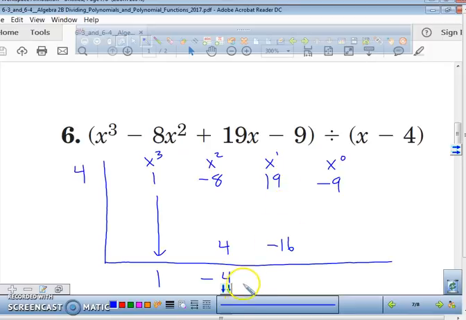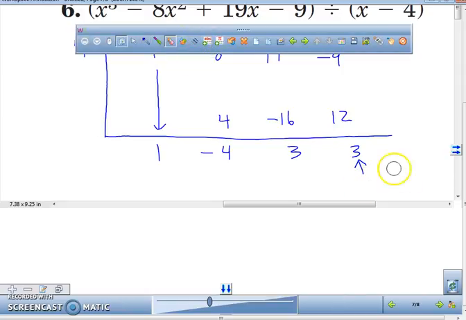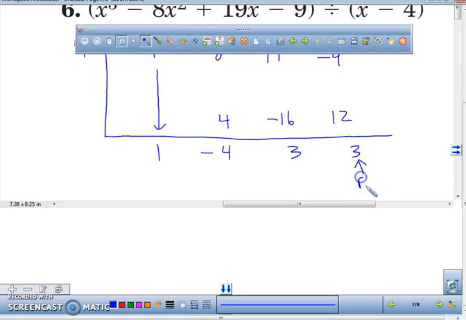Add together. 3. What do we do with the 3 and the 4? Multiply. What is it? 12. When we add it together, what do we get? We get a 3. Uh-oh. We have a remainder. Bummer. By the way, there's no L right there. It's kind of hard to see. All right, so there's my remainder.